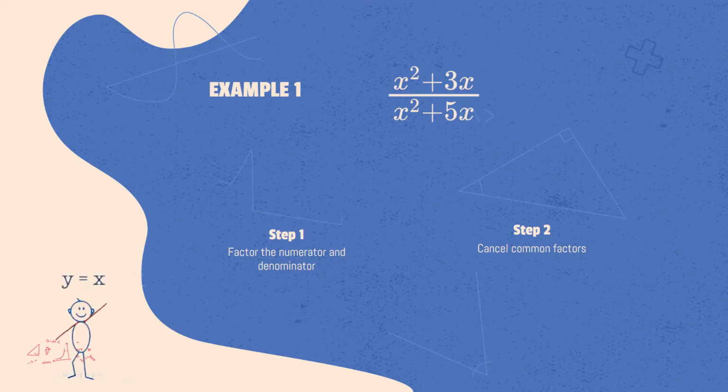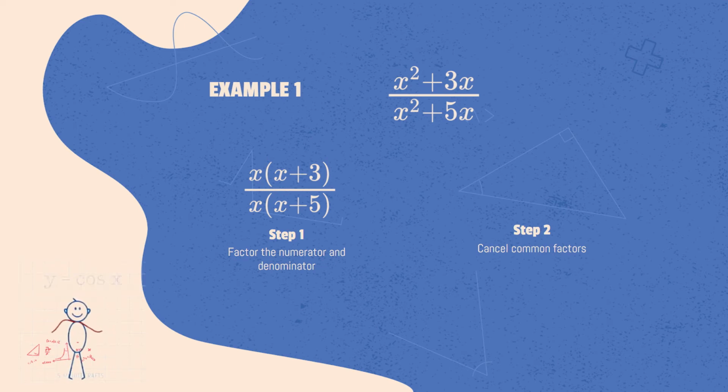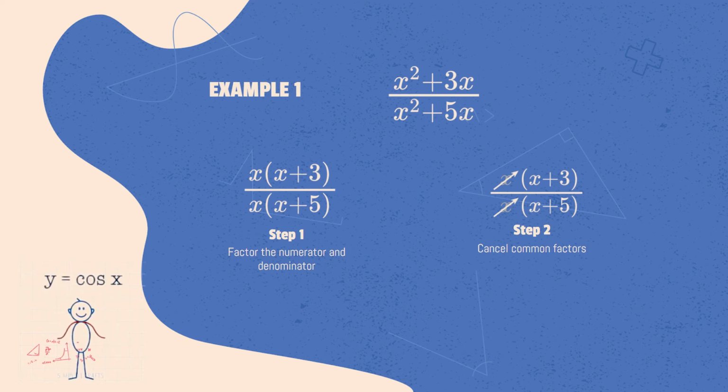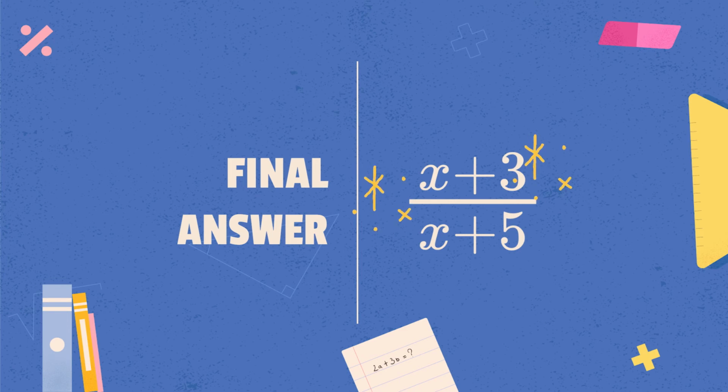Now we're going to have this example: x squared plus 3x over x squared plus 5x. To follow step 1, factor the numerator and denominator. Now we will have x times (x plus 3) over x times (x plus 5). Now, we follow the second step, which is to cancel the common factors. The common factor in this given is x. Since you cannot factor x plus 3 over x plus 5 further, that is the final answer.